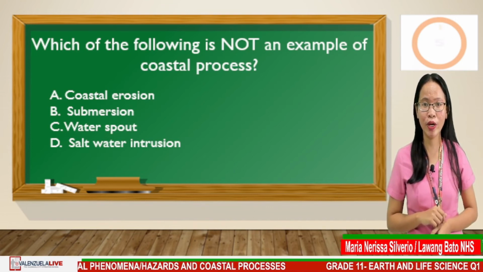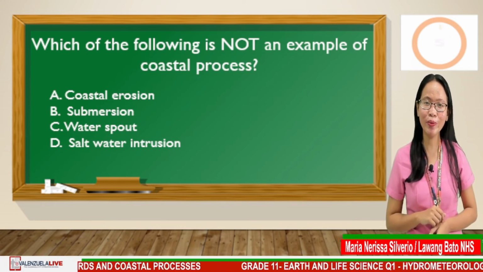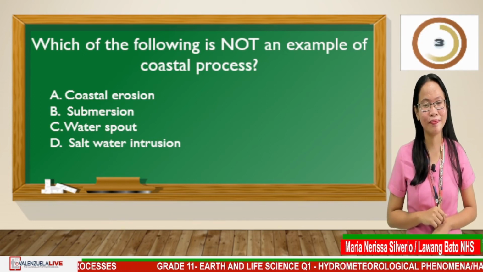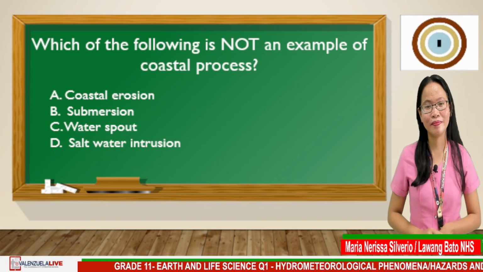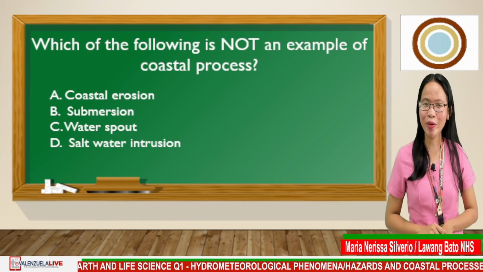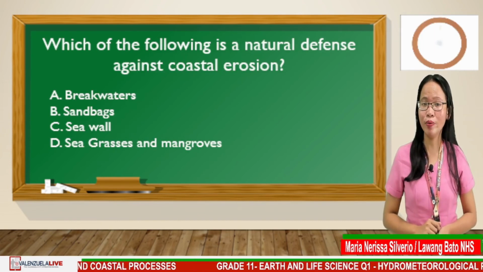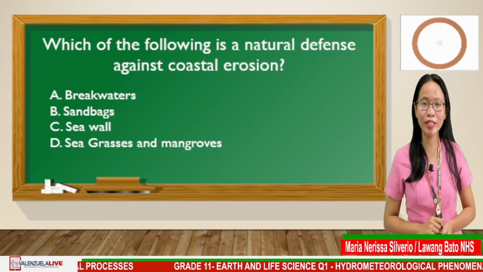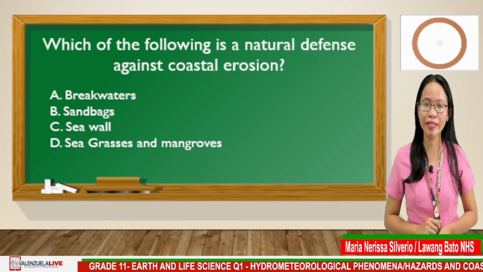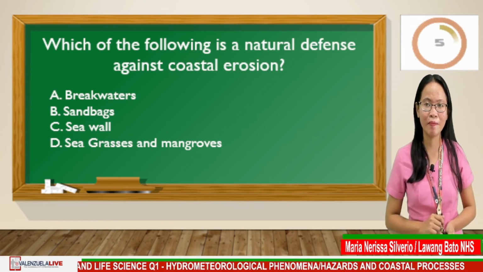Which of the following is not an example of a coastal process? A. Coastal erosion. B. Submersion. C. Waterspout. D. Saltwater intrusion. If your answer is letter C, you are correct. For the last question, which of the following is a natural defense against coastal erosion? A. Breakwaters. B. Sandbags. C. Seawalls. D. Seagrasses and mangroves.